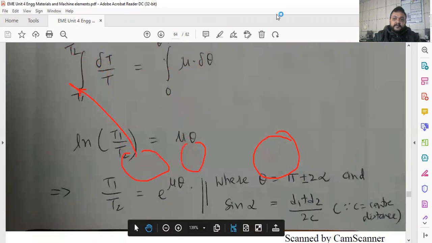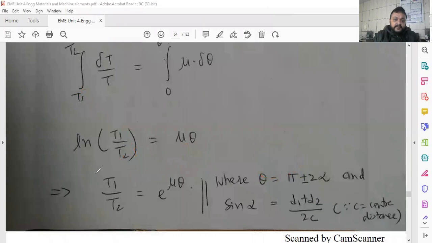So that is the equation that you have to keep in mind. Derivation may not be asked, but you have to keep in mind this equation. The ratio of tension on the belt on the tight side over the slack side is equal to e raised to mu theta, where mu is the coefficient of friction and theta is the angle at which the belt is in contact, the contact angle.